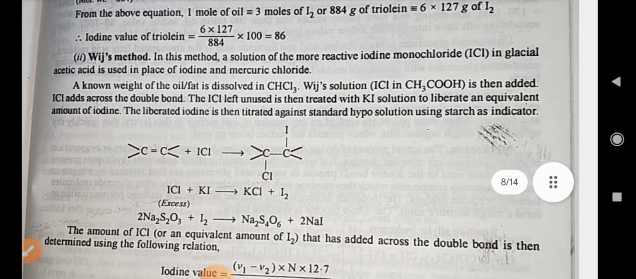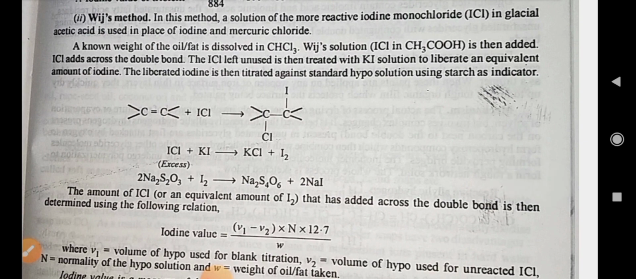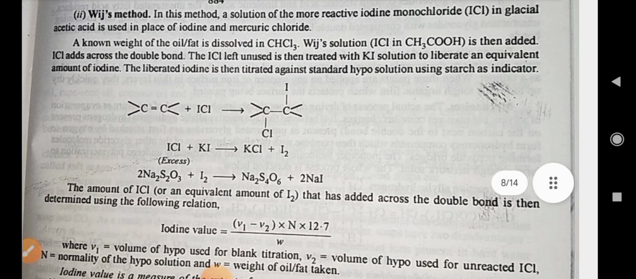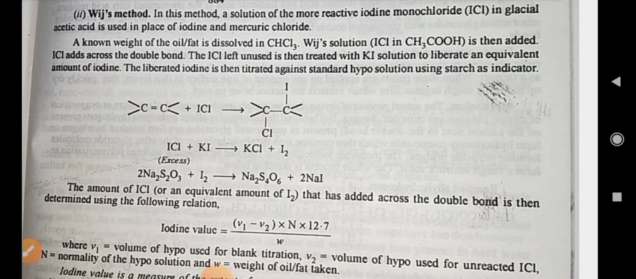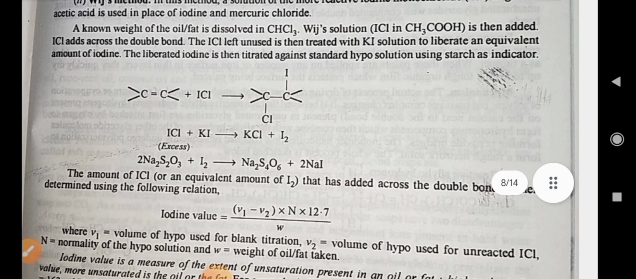Wijs method: in this method, a solution of the more reactive iodine monochloride in glacial acetic acid is used in place of iodine and mercuric chloride. A known weight of the oil or fat is dissolved in CHCl3, to which this solution is then added.